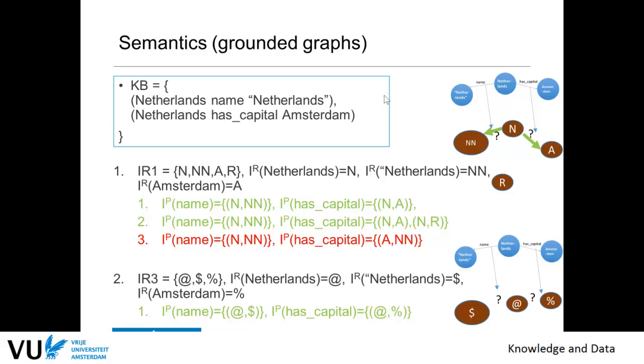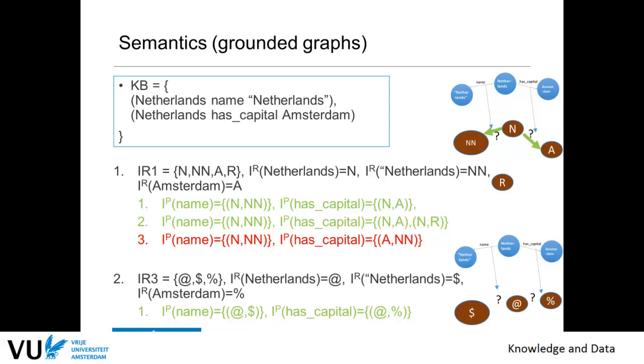In this second interpretation, there is also some more information, namely that there's a link between N and R. But this doesn't really matter, because the only thing that is constrained is the relation between the Netherlands and the Netherlands name, so the N and the NN, and the Netherlands and Amsterdam. So if you have more information in your interpretation, it doesn't matter.